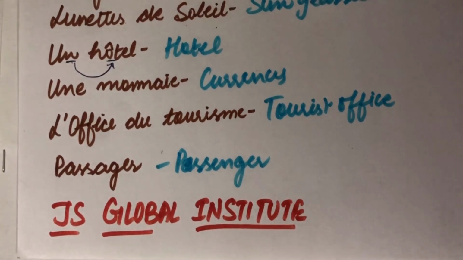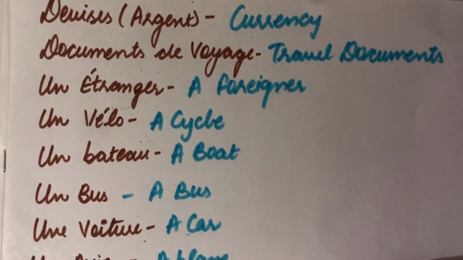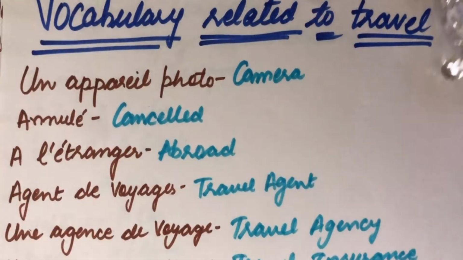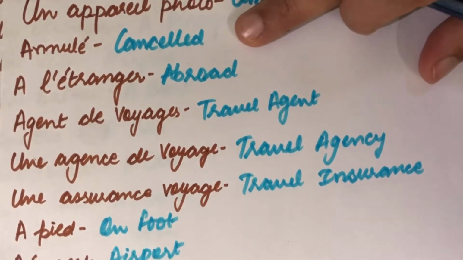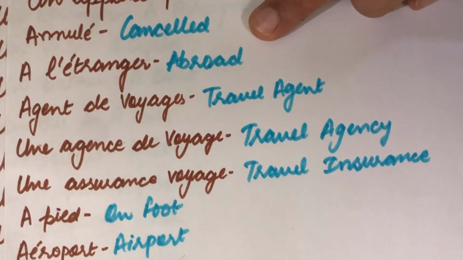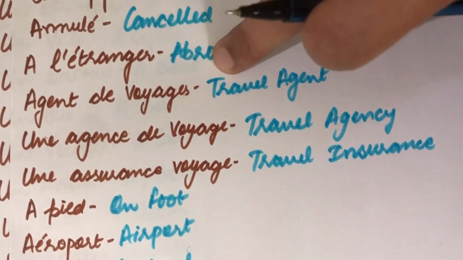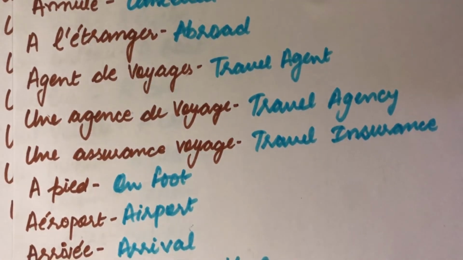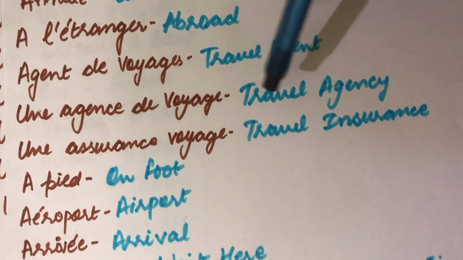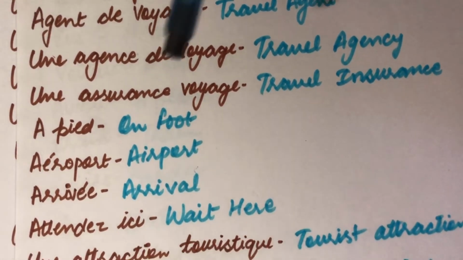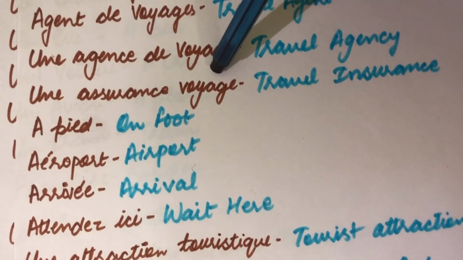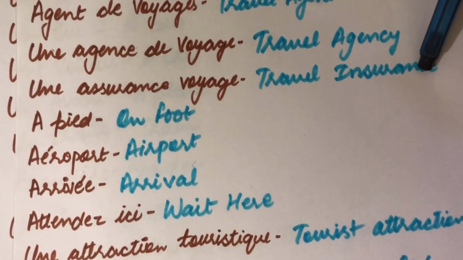So now let's have a quick revision on the vocabulary words related to travel from the very beginning. Number 1 is un appareil photo, which means camera. Annulé, cancelled. À l'étranger, abroad. Agent de voyage, that is travel agent. Une agence de voyage, travel agency. Une assurance de voyage, une assurance voyage actuellement, that is travel insurance.